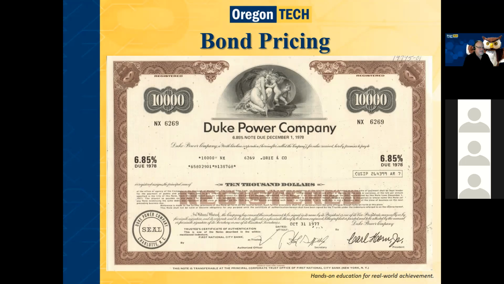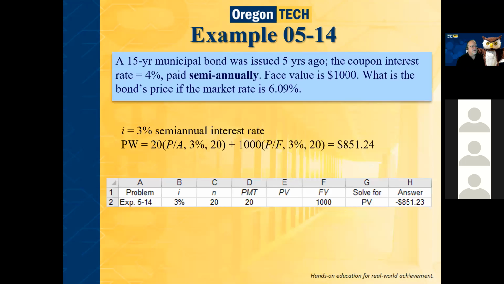Because when you're buying it, essentially it's a loan of money. And you know that at the end of the period, you're going to get paid an amount of money, a future value, December 1st, 1978, of $1,000 was being paid on this bond. And it's going to be paid at a 6.85 interest rate. So the question is, how much should you pay for a bond?